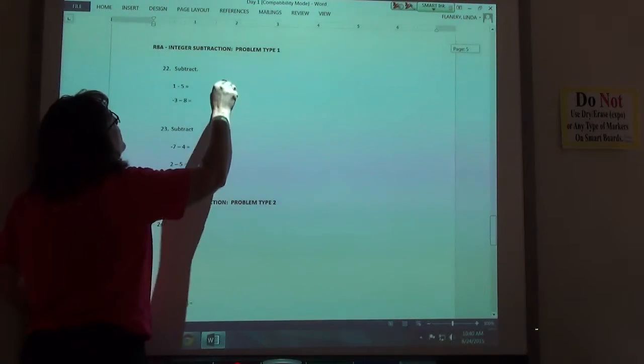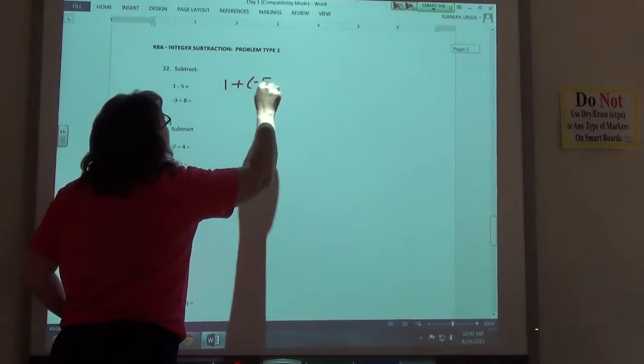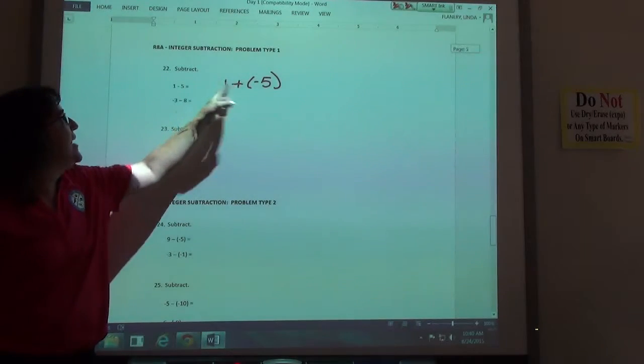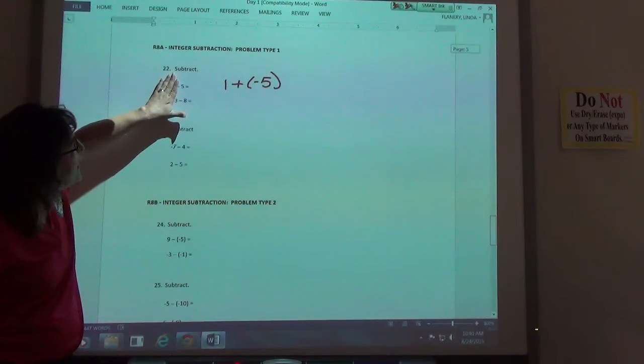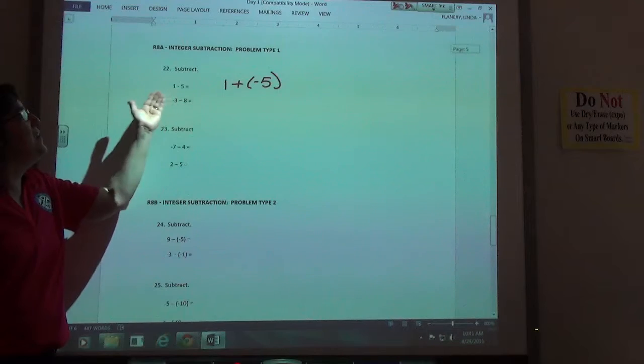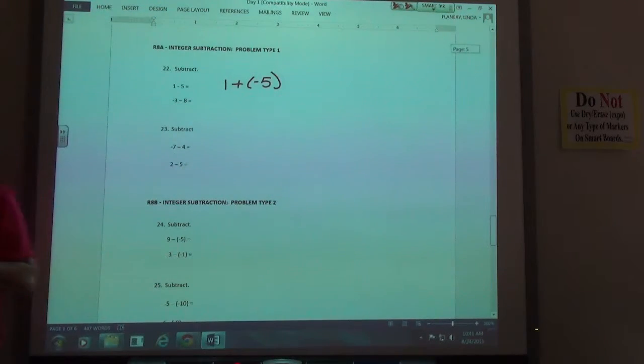They're going to make this problem 1 plus -5, and change the subtraction into adding the opposite of what the number was after the minus sign. Well, that's a pain in the butt. Excuse my friends, but that's a pain in the butt.